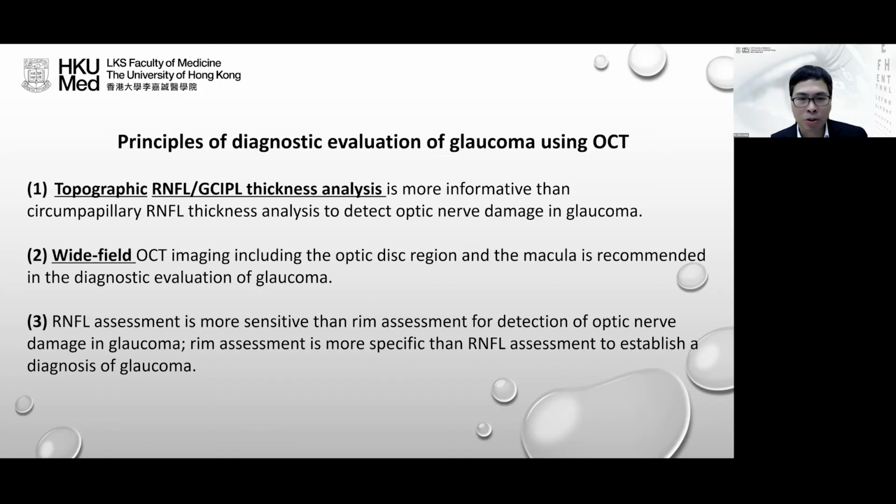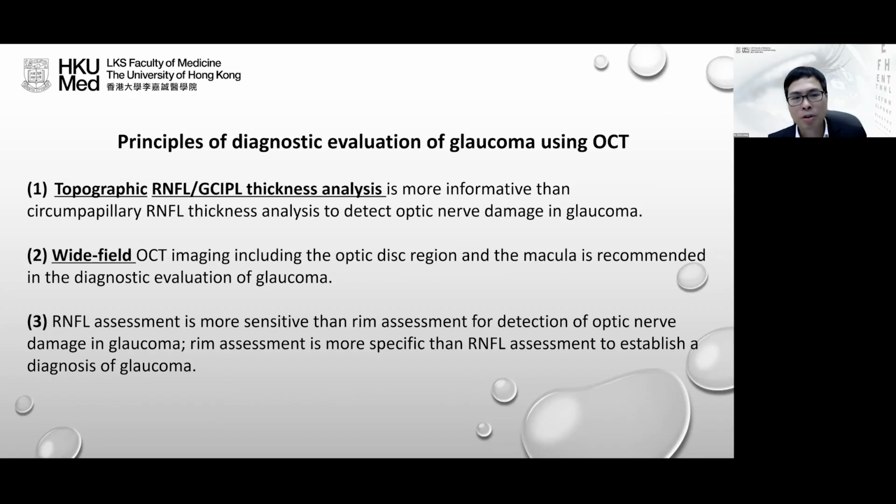The reason why we use circle scan is because before we had Fourier domain OCT, time domain OCT was very slow. That's why we could only get a circle scan measurement. With a faster scan speed of spectral domain, Fourier domain OCTs, we're able to scan the retina in a wide field. So it is important for us to get more information from this wide field analysis.